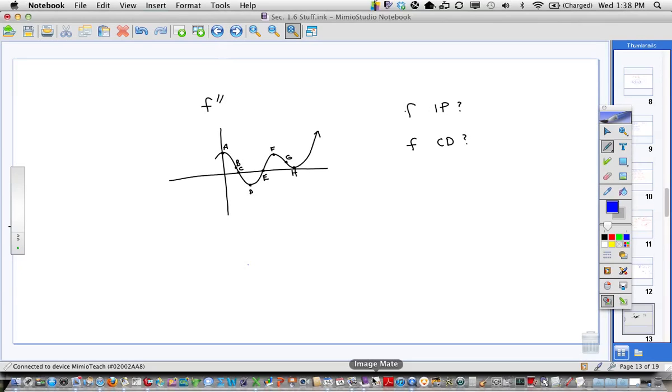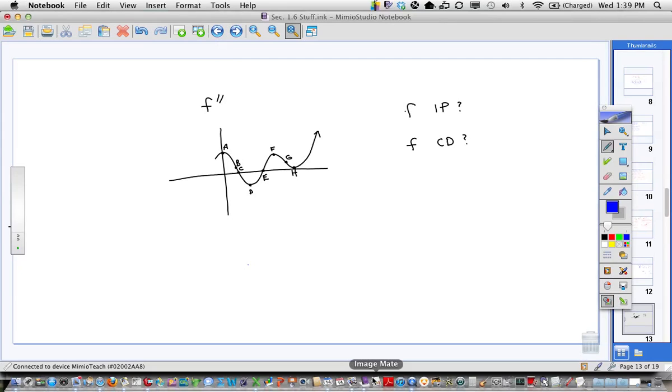Where would F be concave down? Go. C to E. C to E. When F is concave down, F double prime has to be negative, below the x-axis, less than or equal to 0. Now you could argue we wouldn't include C and E because when F double prime is 0, then F wouldn't have any concavity. Okay. Well, if it's switching, there it is.